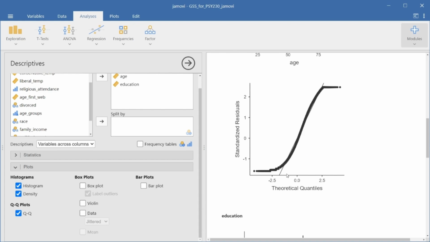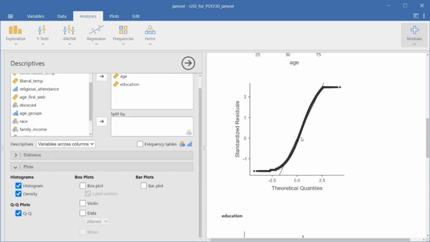The diagonal is perfection. If your data were exactly normal, every dot would sit on that line. So dots hugging the line means approximately normal. Dots curving away systematically means not normal, and the way they curve tells you how.